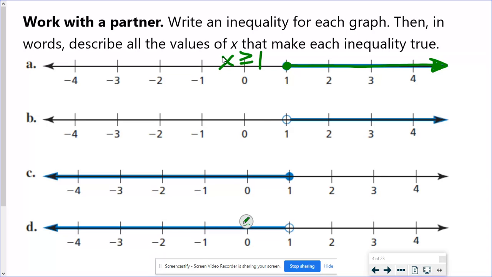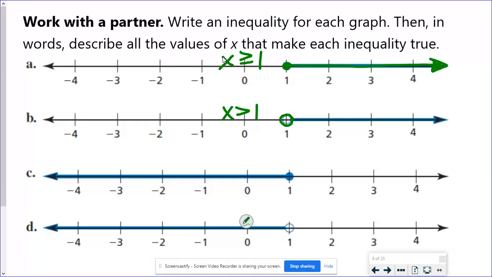The difference between A and B is that this is not a filled in circle. So that means it can get incredibly close to 1, but it's never going to exactly be equal to 1. So x can be anything that's bigger than 1, but not equal to 1. So it's missing that half of an equation, half of an equal sign.